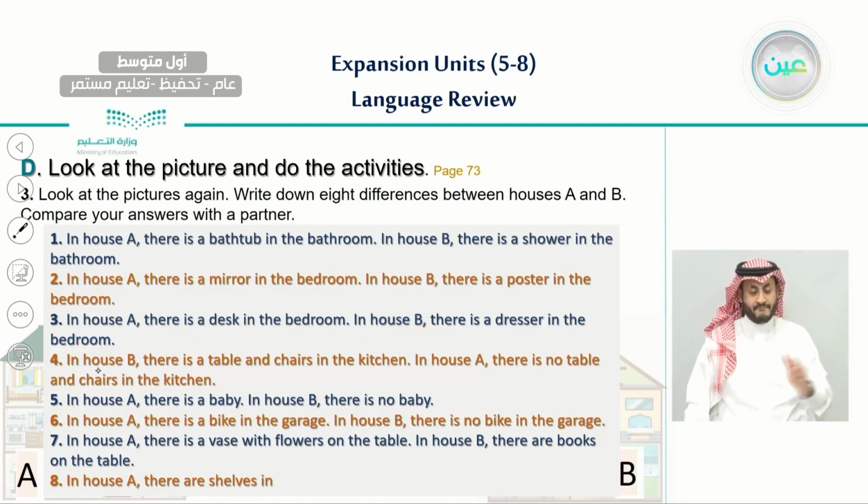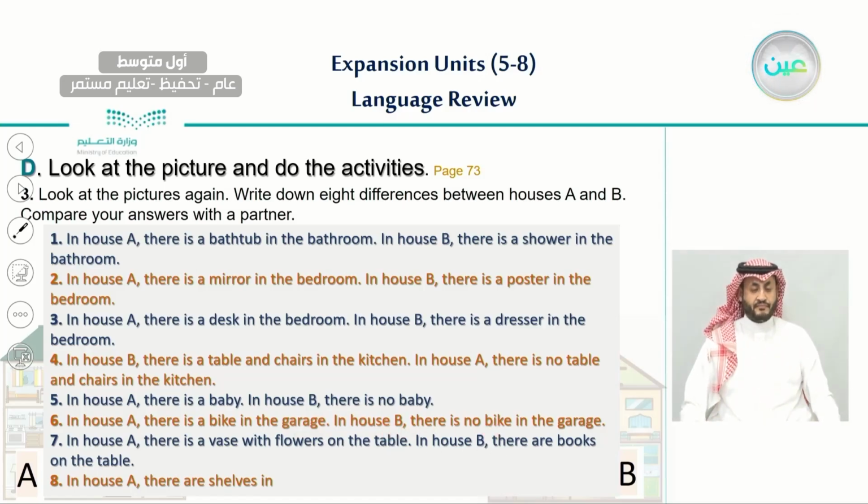Number 4, in house B, there is a table and chairs in the kitchen, and in house A, there are no table and chairs in the kitchen. And also number 5, in house A, there is a baby. In house B, there is no baby. Number 6, in house A, there is a bike in the garage. And in house B, there is no bike in the garage.